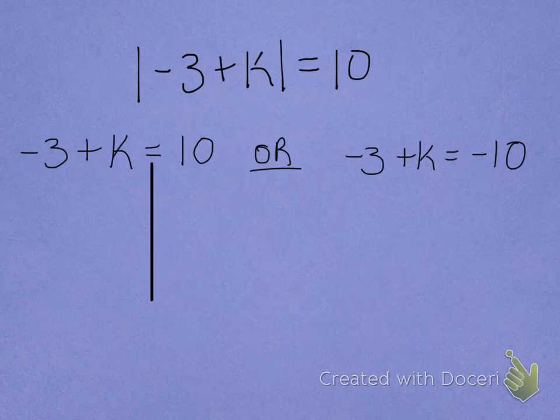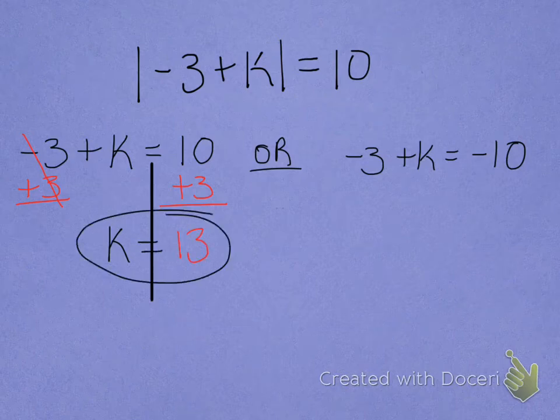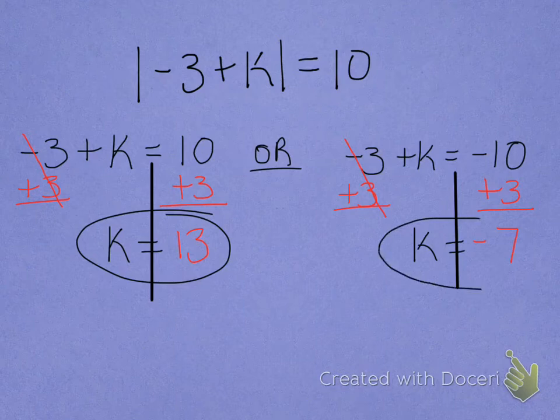If we want to isolate the variable k, we do that by adding 3 on both sides. Negative 3 plus 3 is going to cancel out to 0. So we end up with k is equal to a positive 13. That is our first solution for this absolute value. Then let's consider the negative 10 side. Again, we're going to solve exactly the same way. When I add 3 on both sides of the equal sign, when I add 3 to a negative 10, I now result in a negative 7. So k could possibly be equal to negative 7.